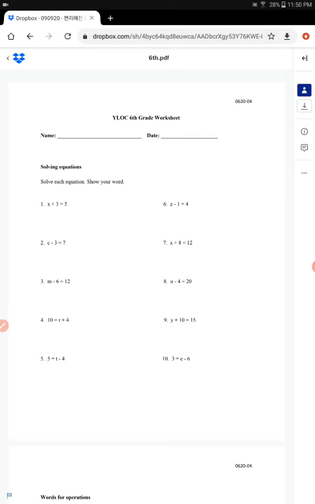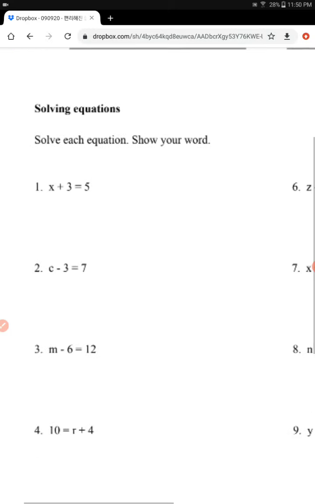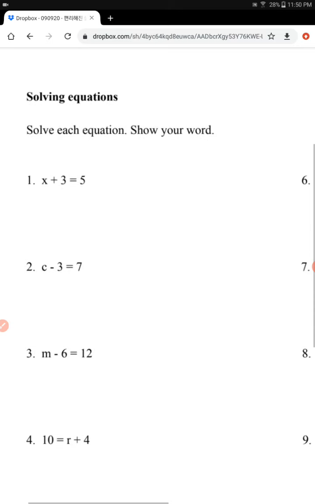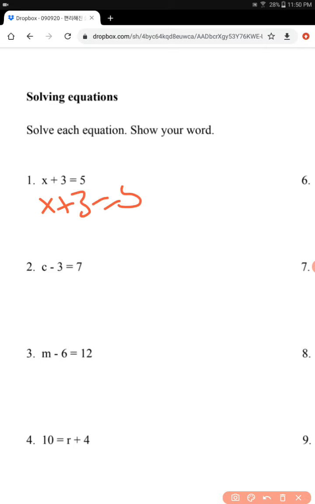Anyway, today's lesson is on solving equations. So let's take a look at number 1 right here. X plus 3 equals 5. So in equations like these where we're trying to solve for a variable, we have to get x by itself. We have to isolate x.